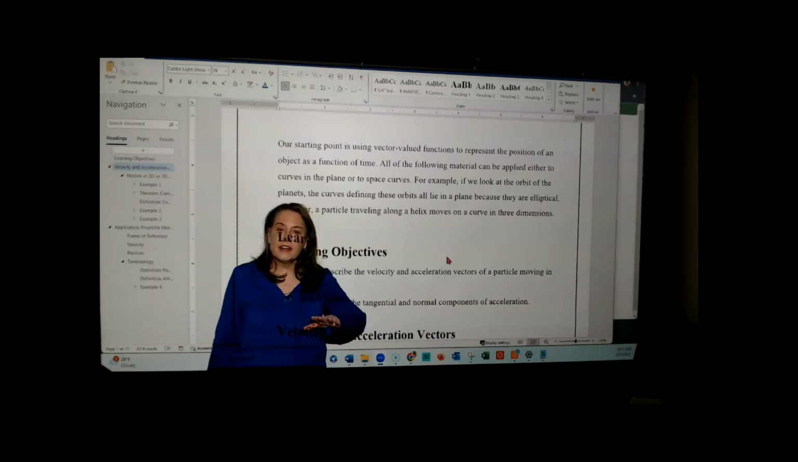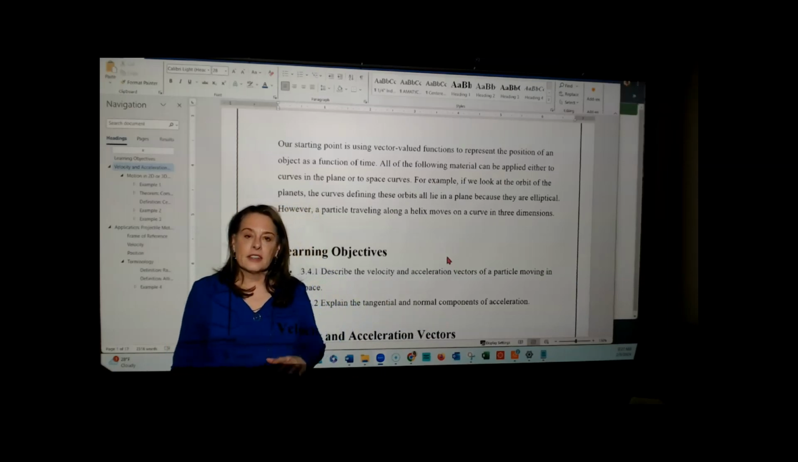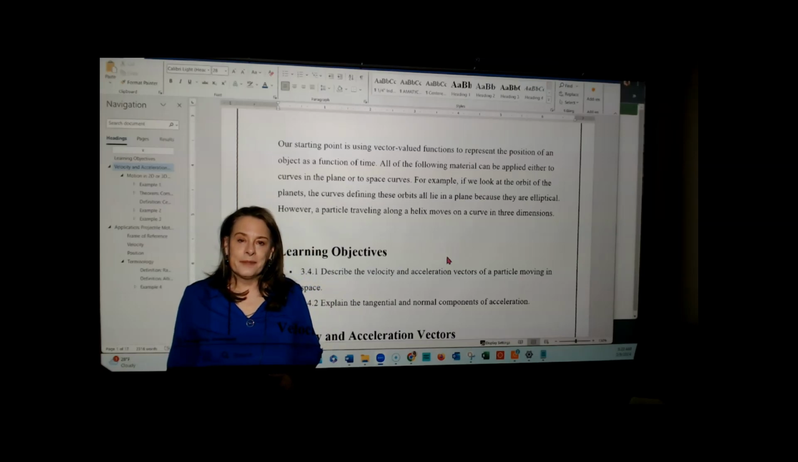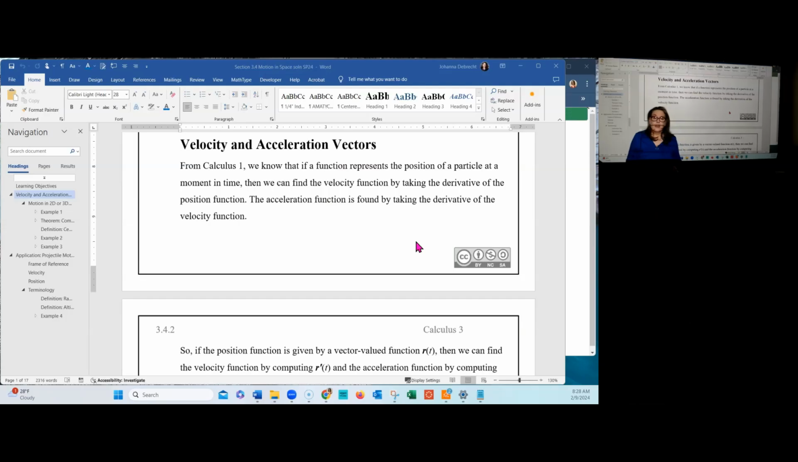The acceleration vector does still lie within the osculating plane, where that circle is that determines the curvature at a particular point. I'm going to go ahead and share my screen with you, and we'll get started with motion in space. Okay, from Calculus 1, we know that the position of a particle can be described with a function.